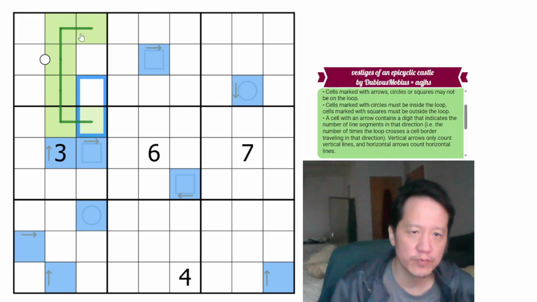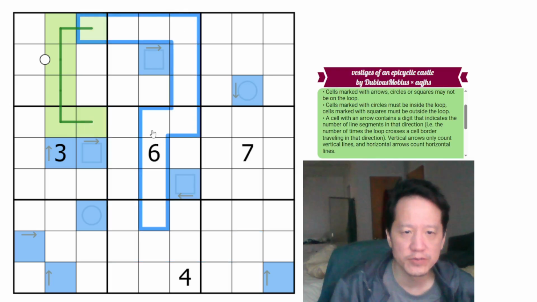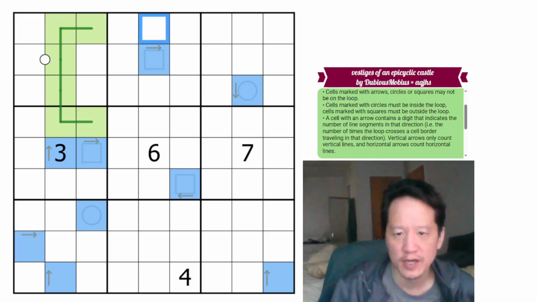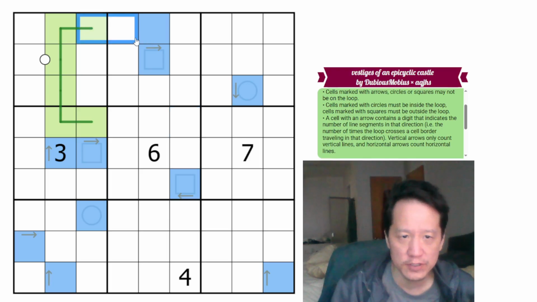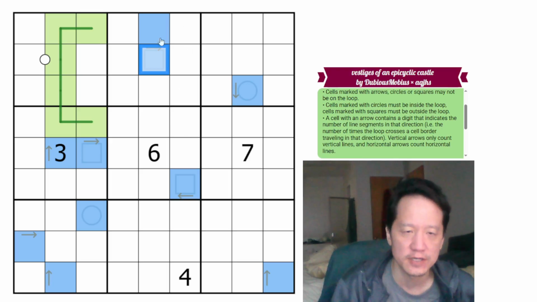This could go up, we don't know. This one essentially has to do something like this. It cannot go in here. Well, I guess it could, technically. It could go something like that. But it can't go this way. So this one's out. This is not on the loop. If it tries to go here, the problem is it would have to continue here, and this would definitely be inside the loop.